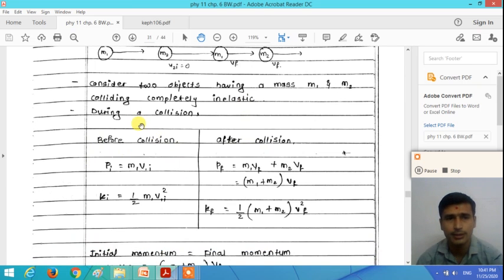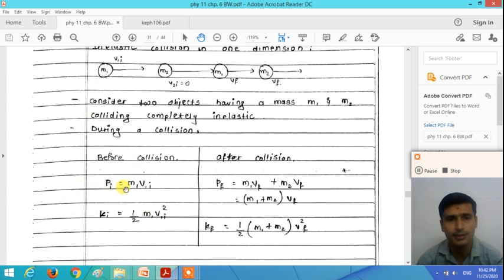Before the collision, the linear momentum Pi is equal to m1 v1i plus m2 v2i, but here the second object is stationary, so v2i we take as 0. So before the collision, the linear momentum Pi is equal to m1 v1i. Now the final momentum, after the collision, Pf is equal to m1 Vf plus m2 Vf. Here we consider that both objects are moving with the same final velocity, so we get Pf is equal to (m1 plus m2) Vf.